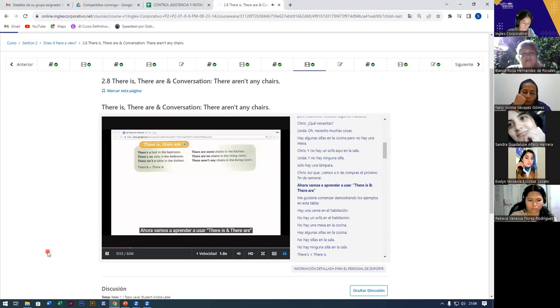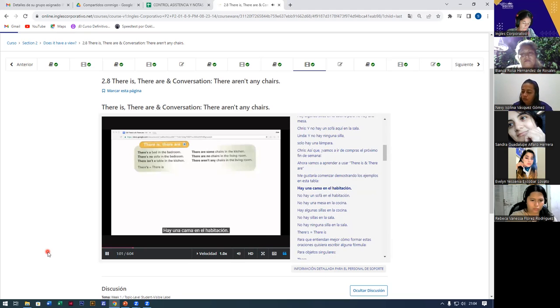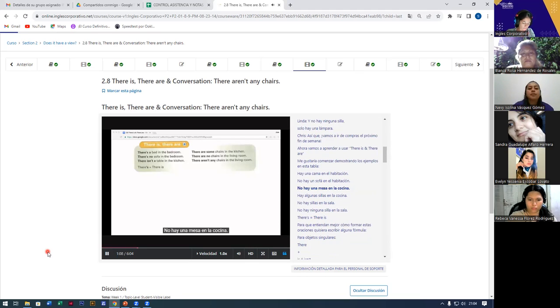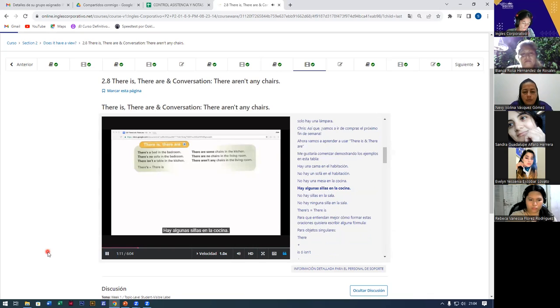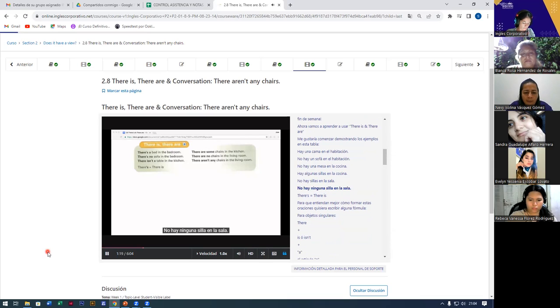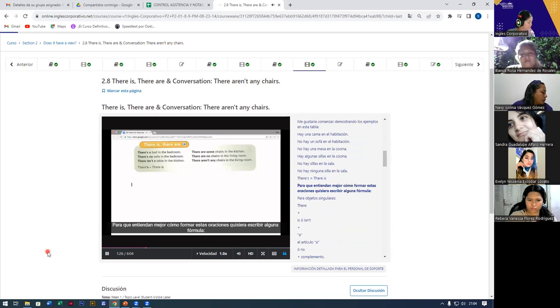Now, let's learn how to use there is and there are. I would like to start by demonstrating the examples on this chart. There's a bed in the bedroom. There's no sofa in the bedroom. There isn't a table in the kitchen. There are some chairs in the kitchen. There are no chairs in the living room. There aren't any chairs in the living room. There's equals there is.